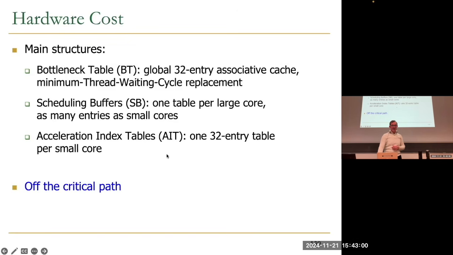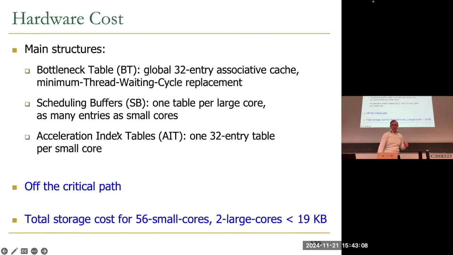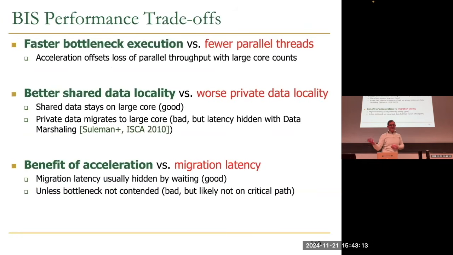It's not that much. Everything is off the critical path, especially after you design the bottleneck table the way we think, with caching using acceleration index tables. So the total storage cost is not a lot, but there's complexity, of course, right? Okay, again, you have trade-offs over here, which are very similar to ACS. So I will go through this relatively quickly.